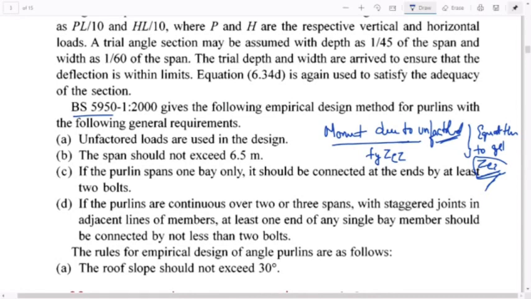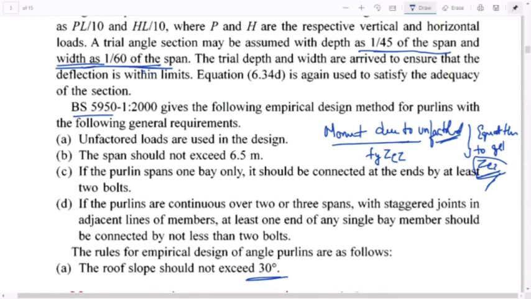So we will see what should be the depth of the section and what should be the width of the section from this empirical procedure. And the roof should not exceed a slope of 30 degrees.